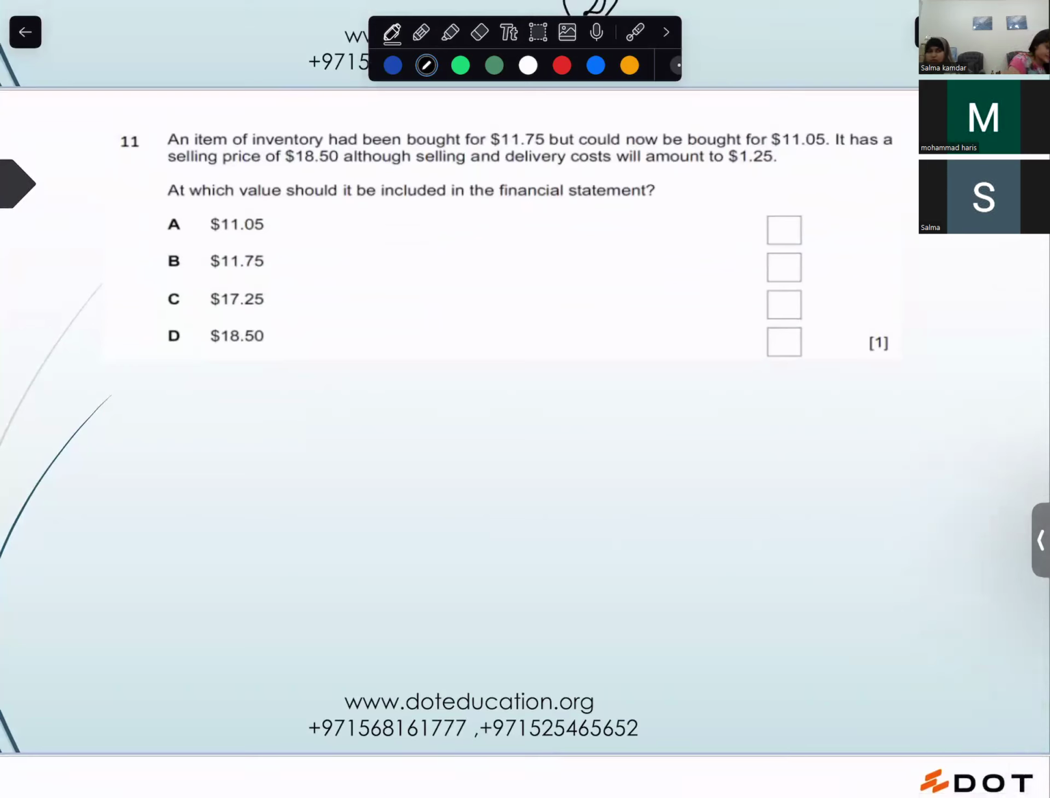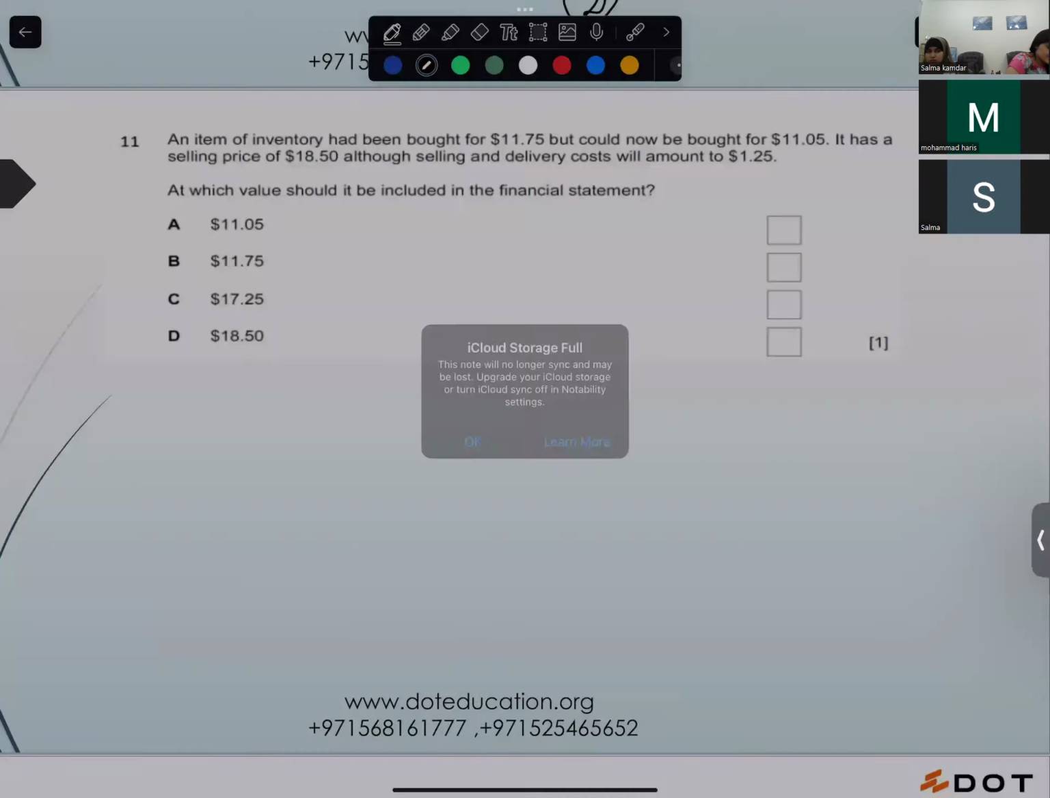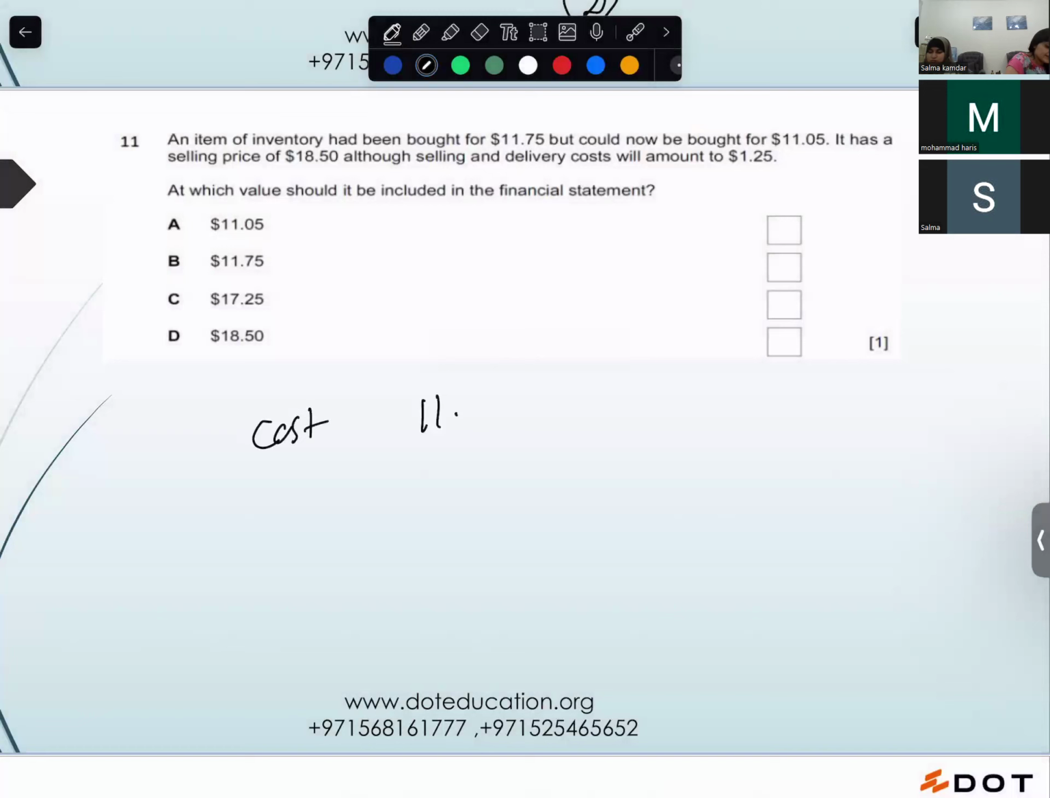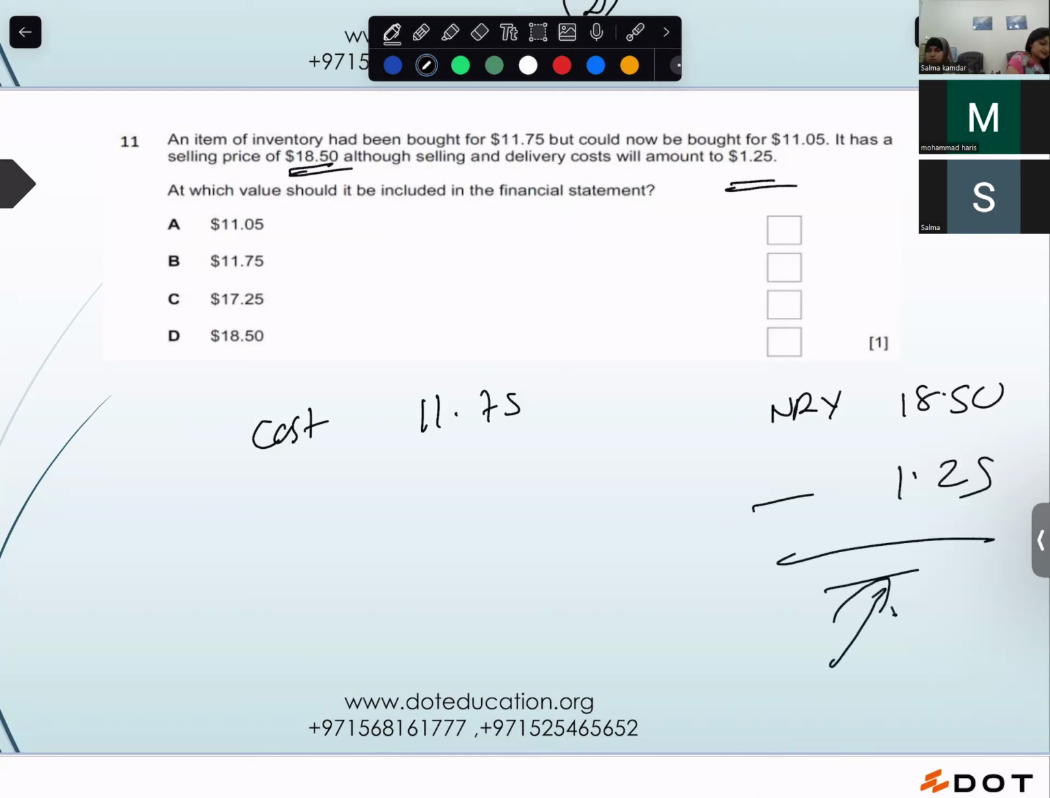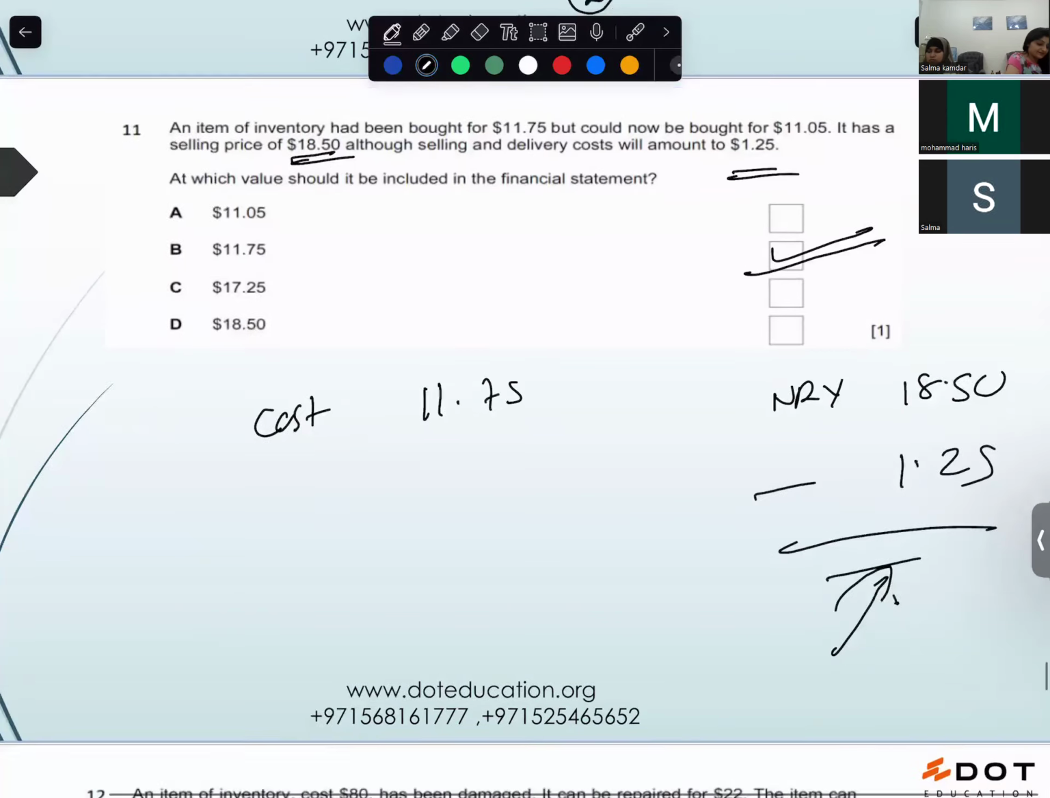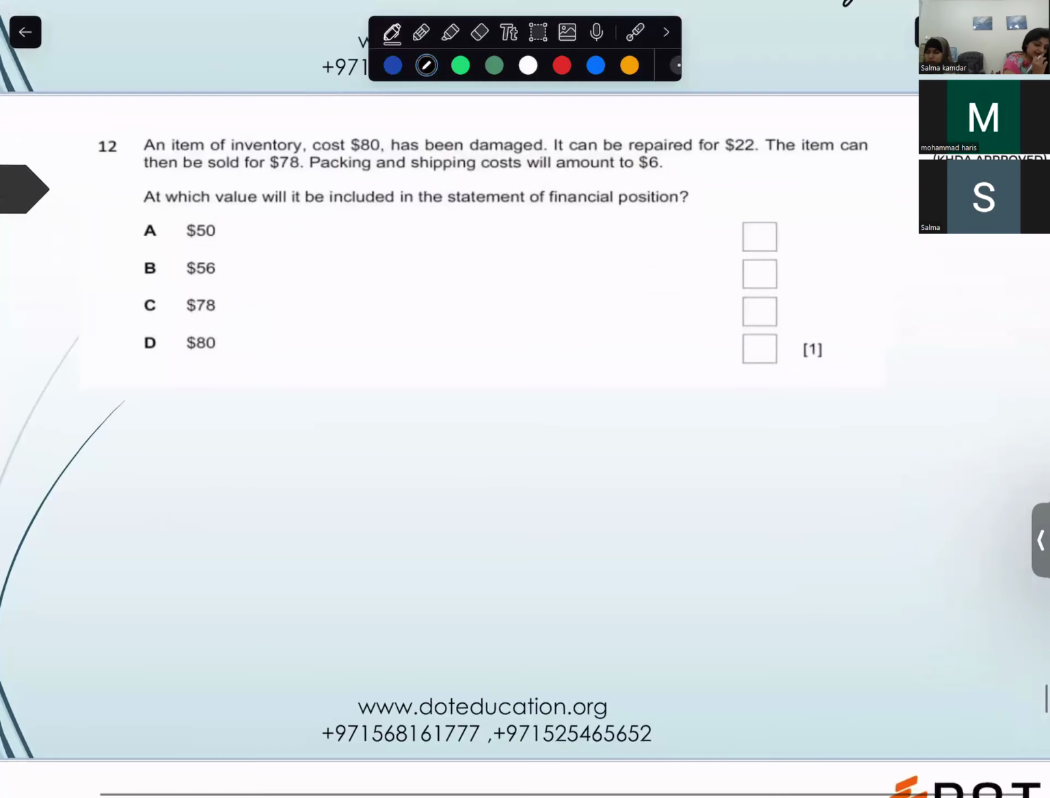The 11th one we already did, and the answer is cost, 11.75. Cost is 11.75. NRV is 18.50 minus 1.25. So whichever is lower, so 11.75. Next. So we do 80 plus 6 to get the cost price. Okay, and cost is then 80.